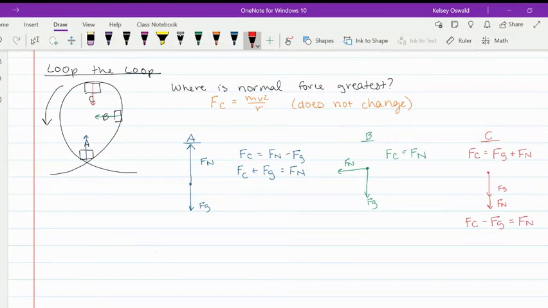Okay, so if we look, we have three different situations of our cart, and we have three different equations for that normal force depending where we are. We said our centripetal force does not change. Also, our force of gravity as we go around, that's just mass times 9.8. Force of gravity is also going to remain constant. Okay, so our Fc and our force of gravity remain constant. So that means it's our normal force that changes as we go around.